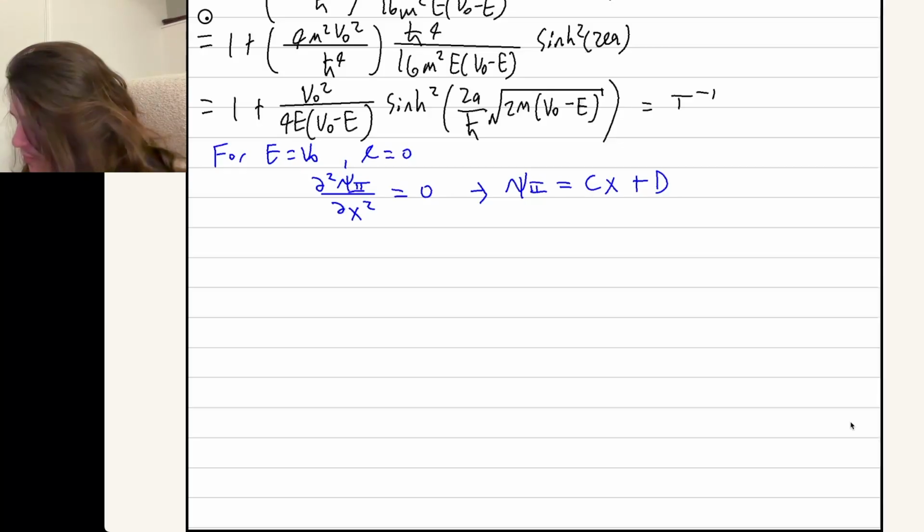We are going to do our boundary conditions the same way that we did before. We just have psi 2 of a equals psi 3 of a.